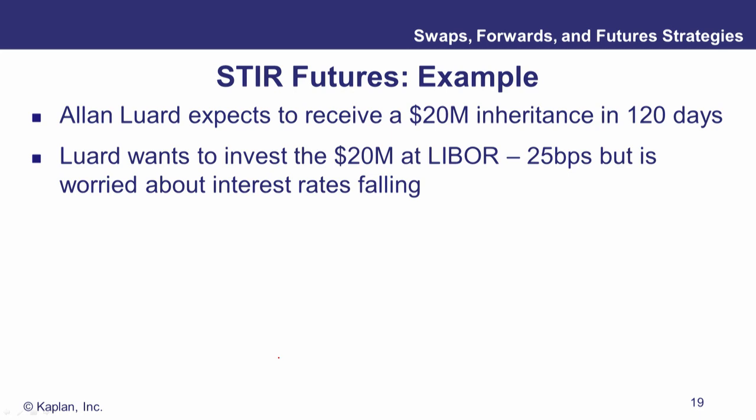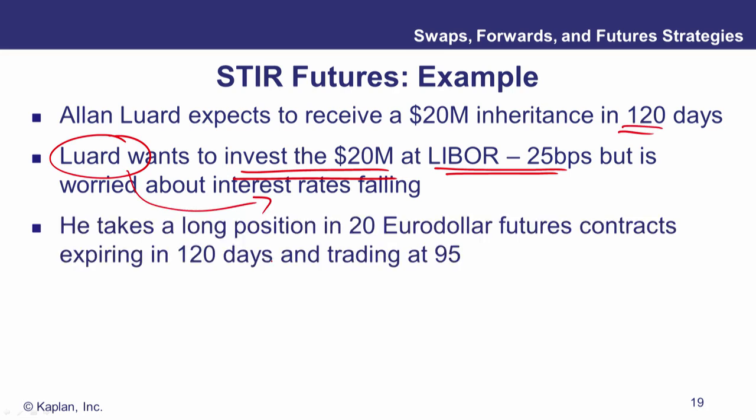So as soon as we find out that Luard wants to invest the 20 million at some sort of floating rate, then we have interest rate risk that LIBOR turns out to be not very big. We're worried that in 120 days' time, LIBOR is not very big, and we're worried, therefore, about interest rates falling. So, if you're worried about interest rates falling, you'd sell a FRA, but with a STIR, you would buy it, because if interest rates fell, the STIR price would go up.